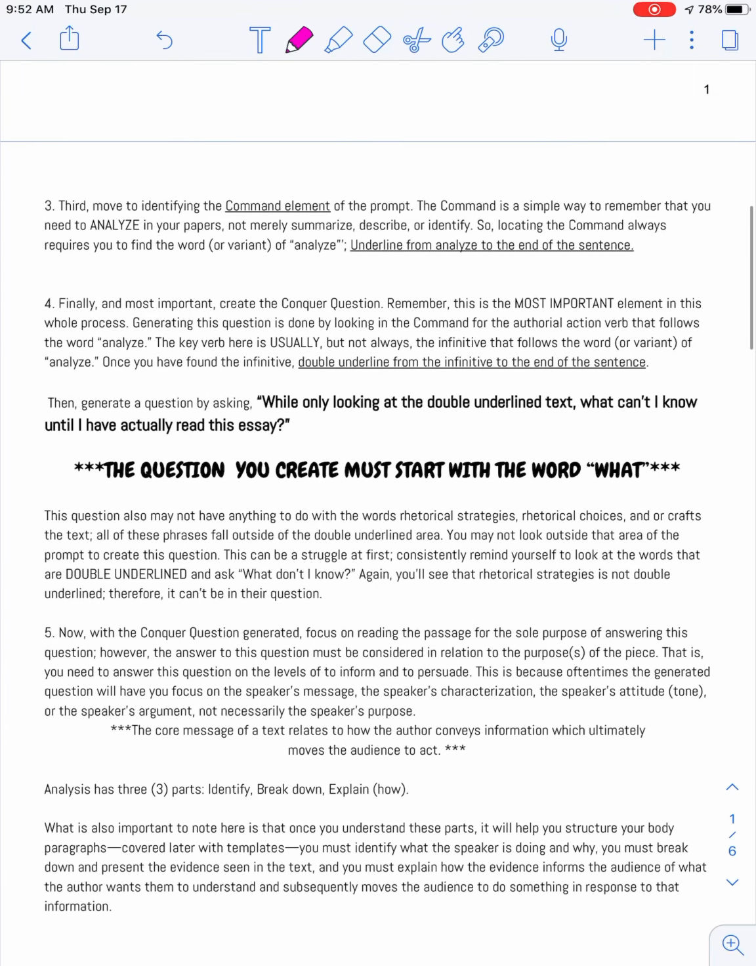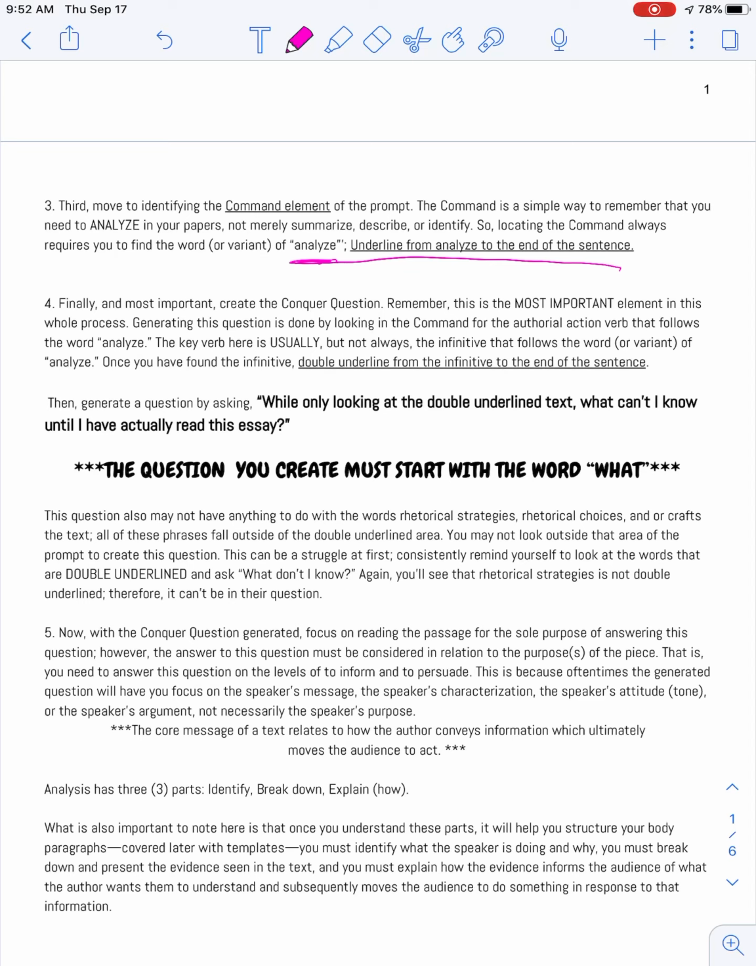The third thing we're going to do is we're going to identify the command element. So what that means is we need to figure out what we're doing. We're going to find the word analyze in our prompt, or sometimes in a variant of analyze. So maybe it's asking us to identify or summarize or describe or explain. And then we're going to take that and we're going to underline analyze to the end of the sentence.